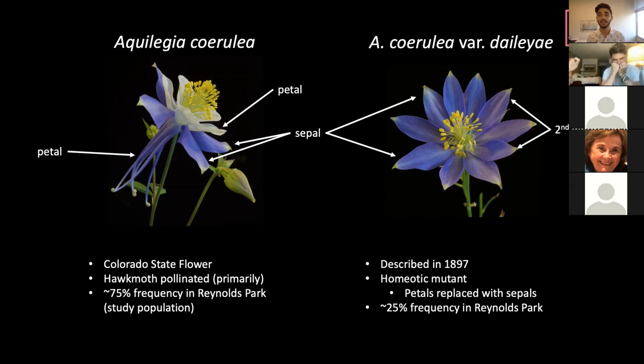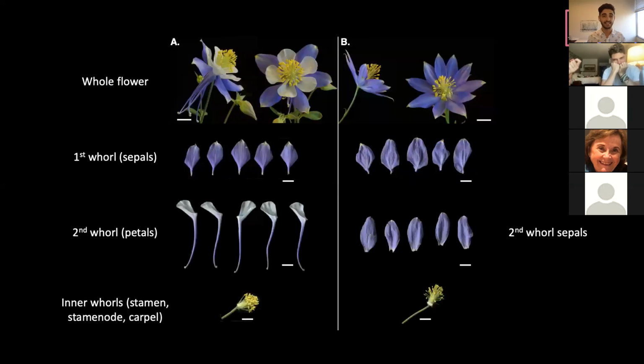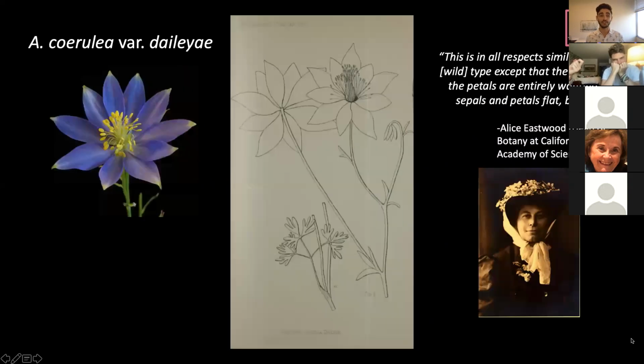This high frequency indicates that it's at least selectively neutral and may even have some fitness benefit. And when we look at a dissection of the 2 flowers, we can see that apart from these second whorl organs, there really isn't a difference in the phenotype across these plants. And that agrees with the original description. This is a drawing from the original description. And in it, Alice Eastwood writes, "This is in all respects similar to the wild type, except that the spurs of the petals are entirely wanting. Sepals and petals are flat and blue."